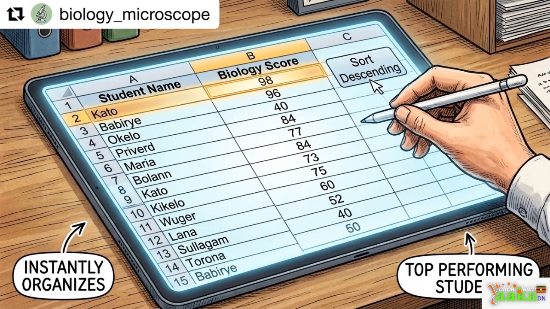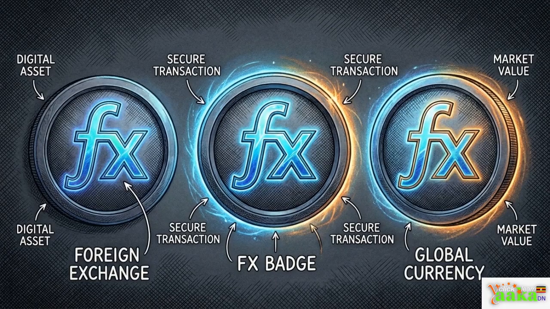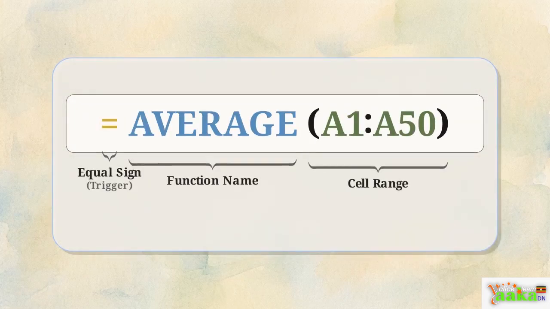Sorting the data in descending order instantly organizes this list from highest to lowest, placing the top-performing student in the first row. To analyze these scores, we use built-in functions like max, min, and average. These follow the same syntax we used for our sum: an equal sign, the function name, and then the cell range inside parentheses. Let's try it.